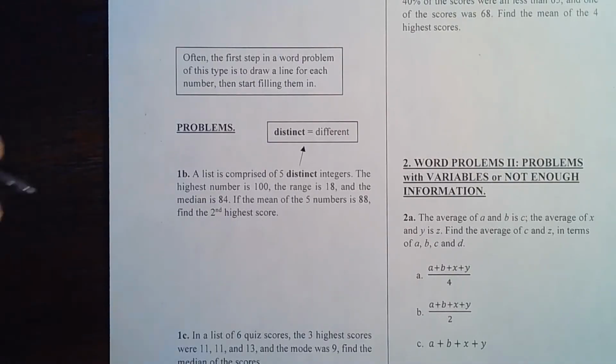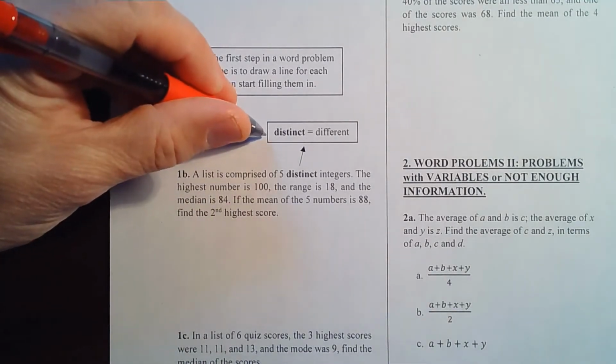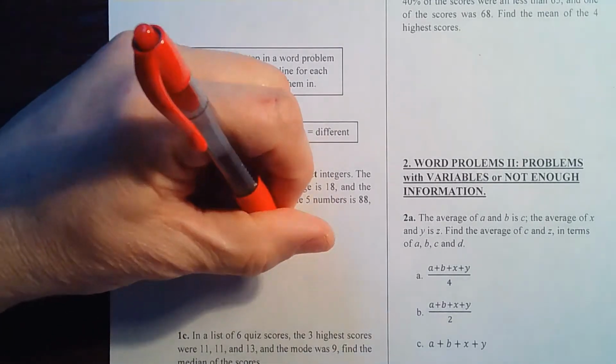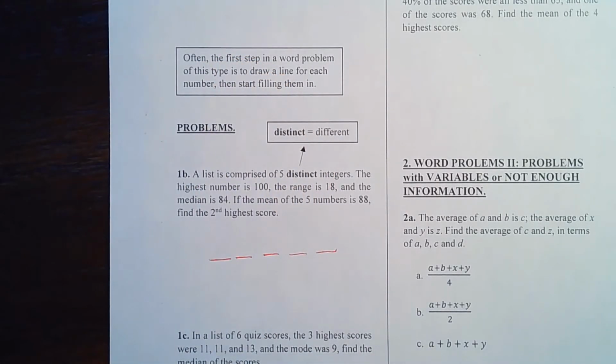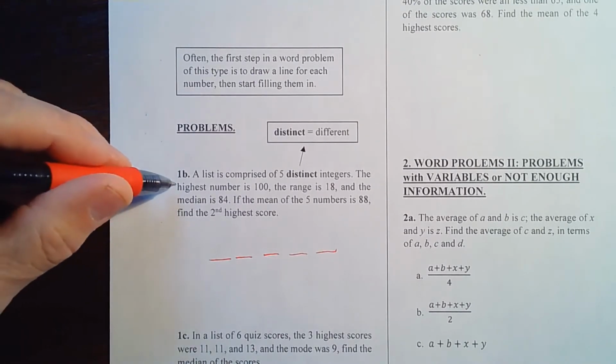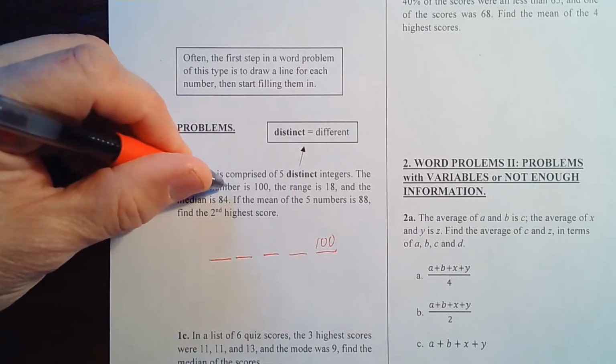Looking at 1B, a list is comprised of 5 distinct integers. Distinct means different. That's a term of art you'll see in the math section. Here are my 5 numbers. Now we're just going to go through the clues here. The highest number is 100. Then it tells us that the range is 18.